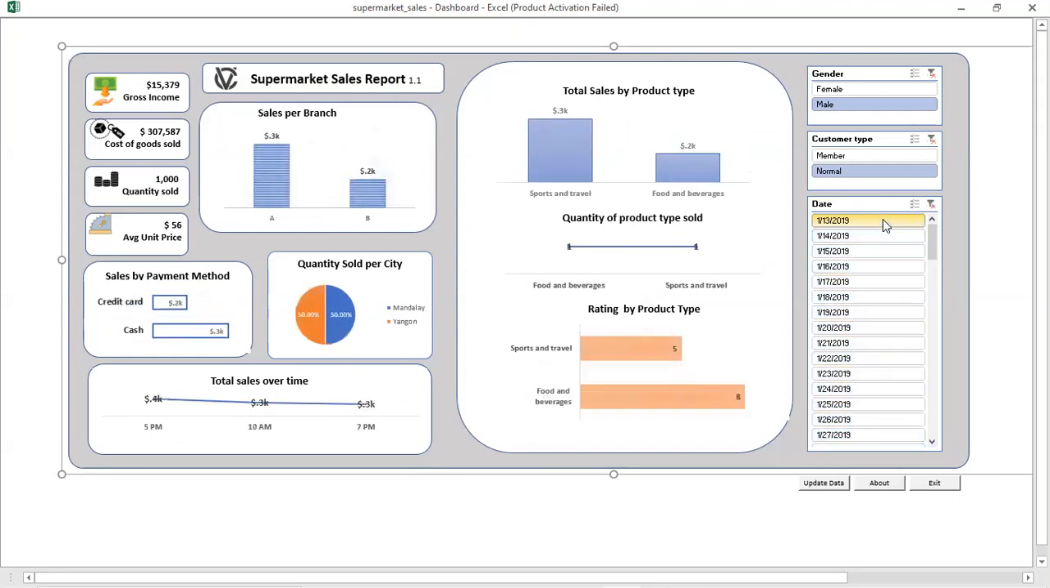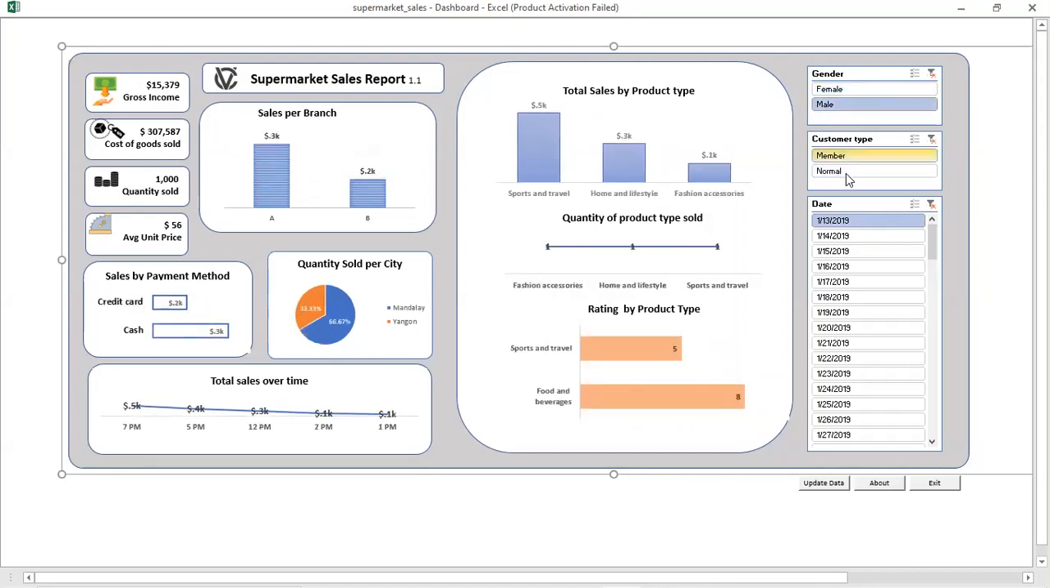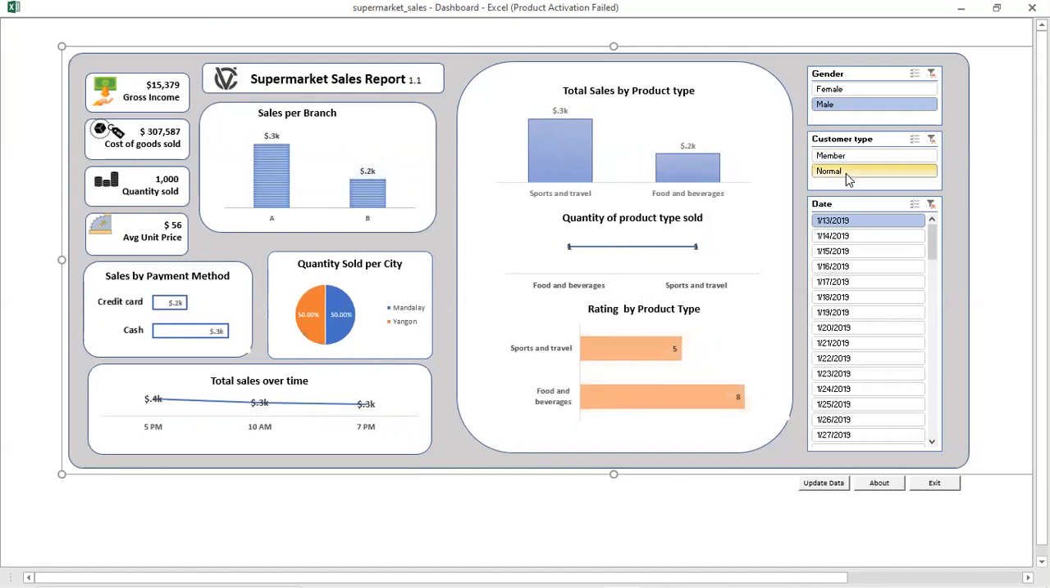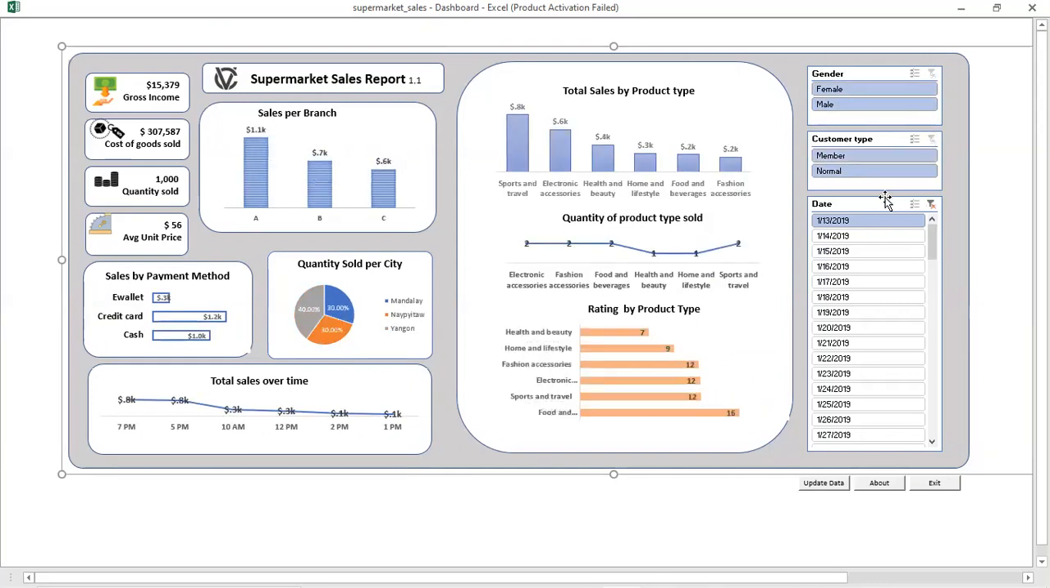So for each date, you can see all male, female, member, normal, all indicators highlighted, all filters highlighted, clear filters. You can see all of them highlighted. You can see on that date, all of this is what we have overall.